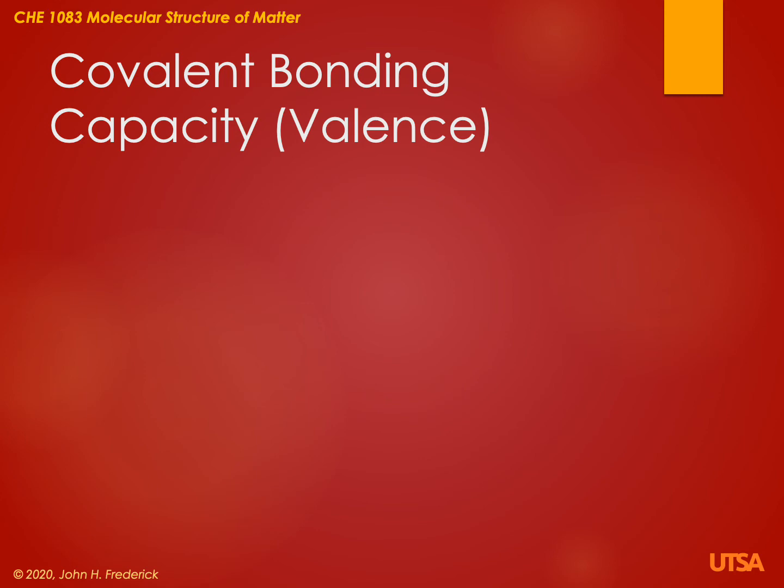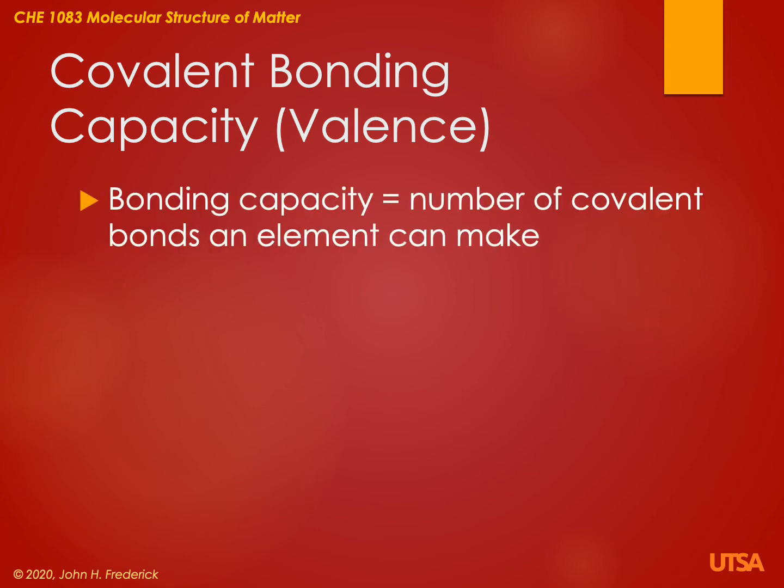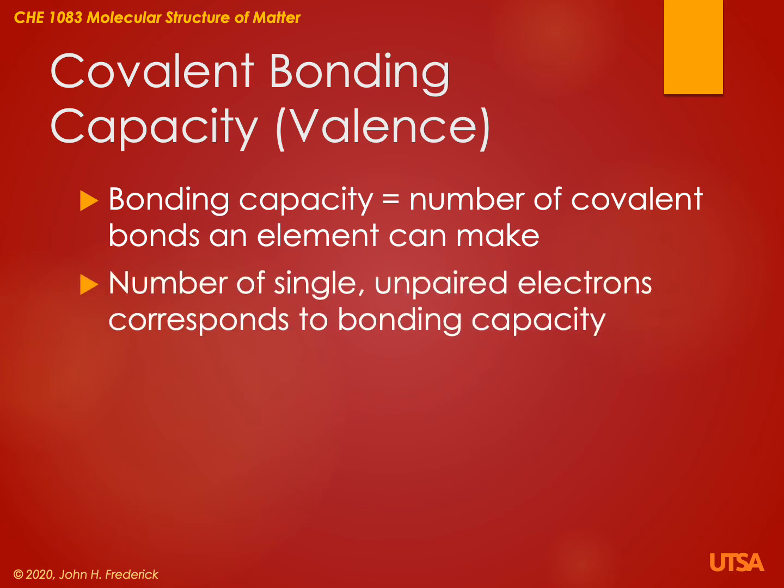Now let's learn something about the bonding capacity of each element. That is basically the number of covalent bonds an element can make. Okay, now we can find out what that bonding capacity is by looking at its Lewis dot symbol, thus the reason for learning how to draw those, and determine how many single unpaired electrons there are. When we know that number, that is the number of bonds that element can make. That is, in effect, its bonding capacity.